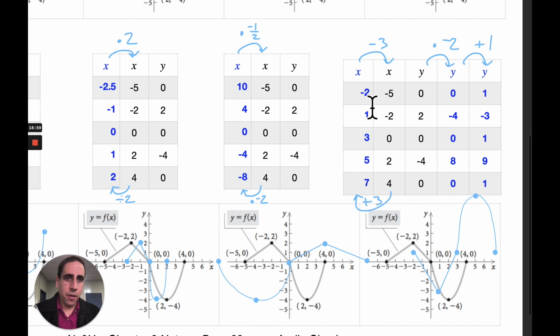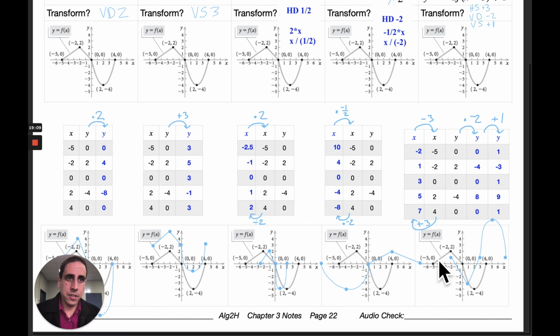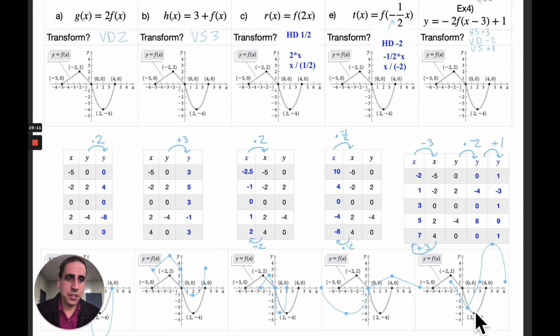Wow, and then you can plot all these points. You plot these x values and these y values, and you can see we get a completely transformed, stretched, shifted, dilated function here. This has been horizontally shifted by +3, vertically dilated by -2. It's been flipped upside down, and it's been stretched by twice as much, and then it's also been vertically shifted.